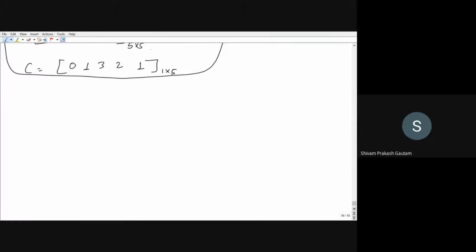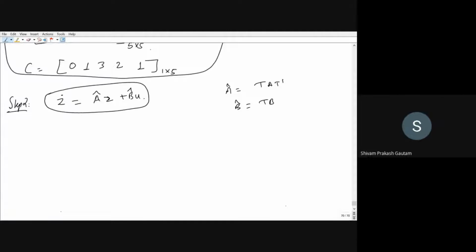Second step, that is step number 2. Find the control canonical form. After the transfer function, you have to find the control canonical form, and we have seen that it can be represented by z dot is equal to A cap z plus B cap u, right? Where A cap is what? We have seen A cap is T A T inverse, and B cap is T B. This we have seen, and if you are not aware of this, I will again explain.